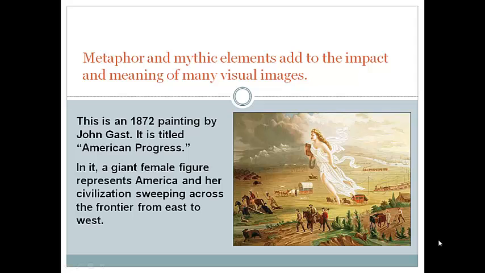Metaphor and myth also can add power and meaning to visual images. This painting is titled American Progress. The idea of progress takes the form of a huge, ghostly female figure. She is a metaphor for the nation as a whole in its relentless westward advance. Such a visual feature can provoke a powerful emotional response to what would otherwise be a far more abstract idea.